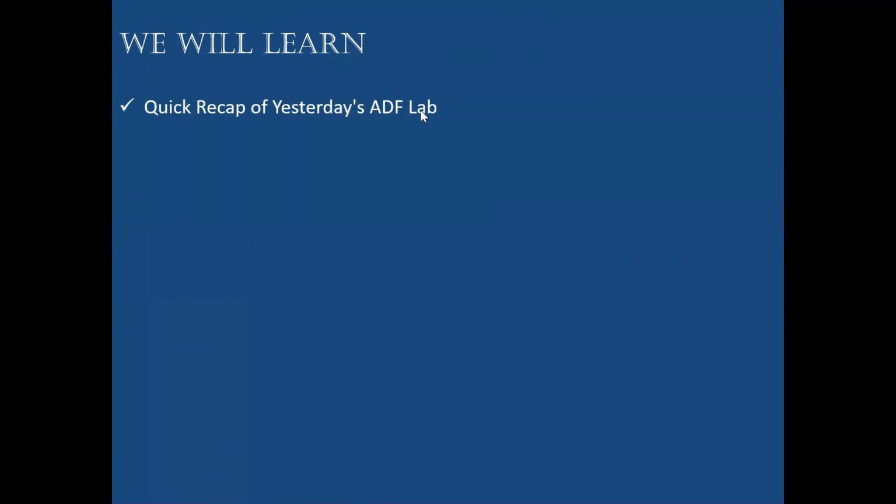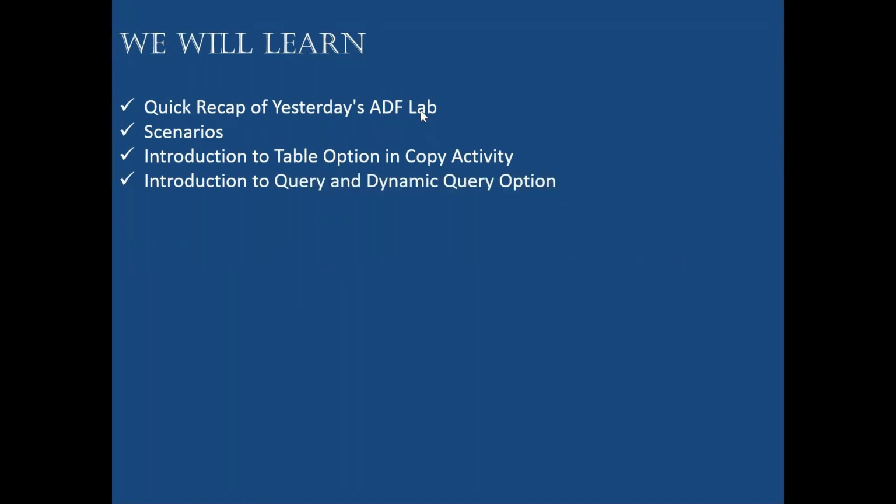Okay, so let's quickly understand what we will learn in today's session. Quick recap of last session, whatever we discussed, and scenarios, then introduction to table option and copy activity. I'll explain to you what is the use of table option. Next, introduction to the query and dynamic query option. So table means you just select the table, whatever data is there in the table, everything will be copied into the target. If you take a query, you can use it to filter out the data.